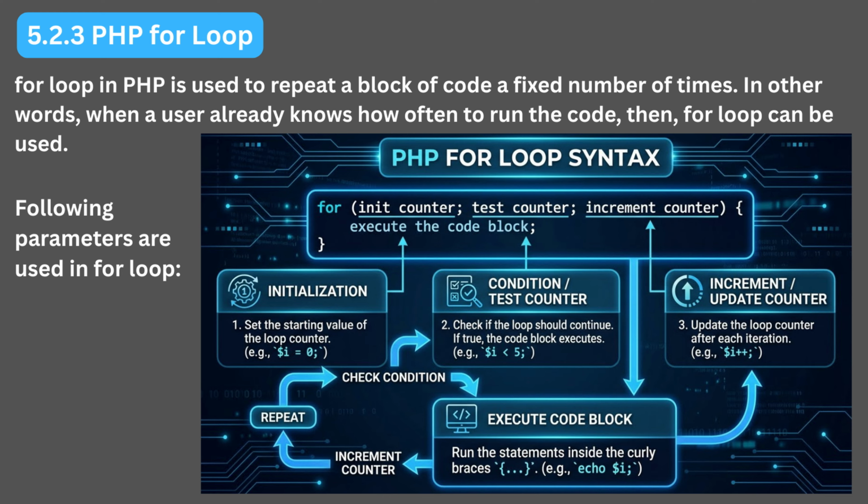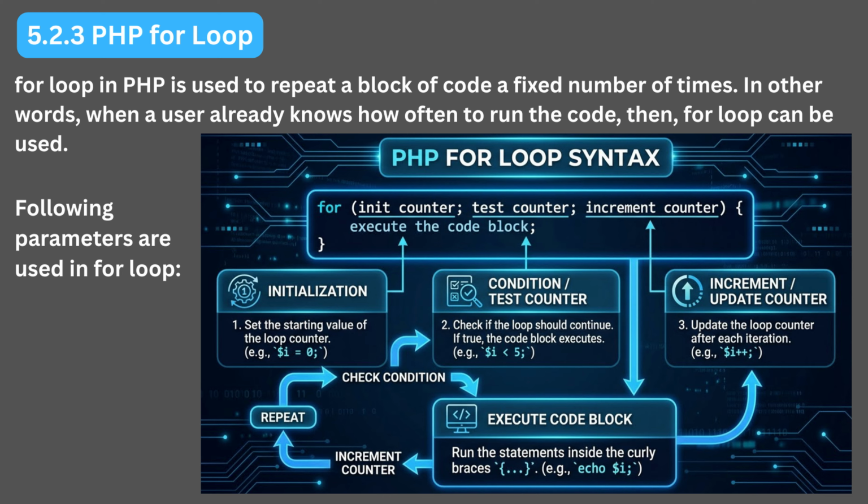The second part is the condition, sometimes called the test counter. This condition determines how long the loop should keep running. Before every iteration, PHP checks this condition. If it is true, the loop executes the code inside the curly braces. If it becomes false, the loop stops immediately.